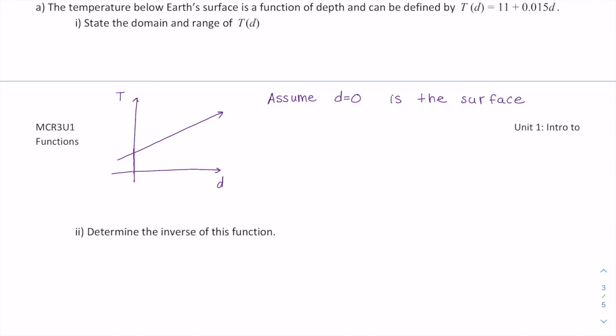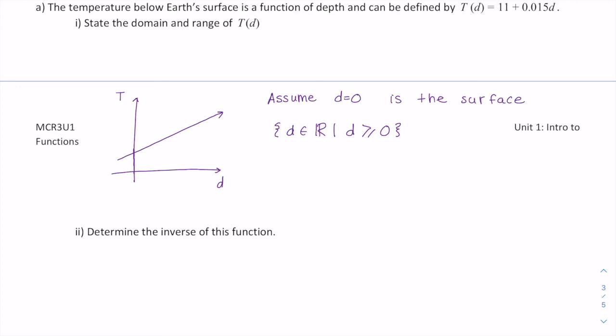And as we continue to increase our distance, our temperature is going to get warmer and warmer and warmer. So if we start on the distance and we continue to increase our distance, our domain is going to be that our distance is an element of real numbers such that our distance is bigger than or equal to 0. And the reason why it's bigger than or equal to 0 is because I start at the surface and I'm continuing from that point and I'm adding on distance.